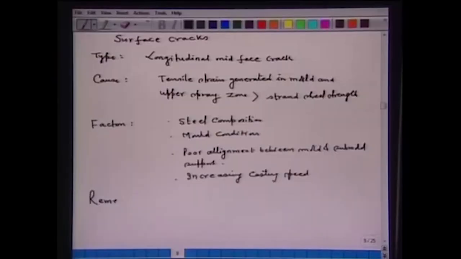Now, the remedy could be to recondition the mold surface and adjust mold condition to ensure uniform cooling, and reduce cooling in the upper spray zone, because just after the mold secondary cooling is done. So, adjust the cooling over there, change mold powder also if possible, or check the shrouding system also.